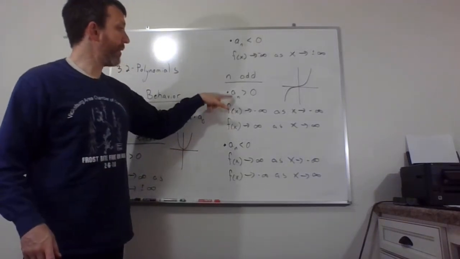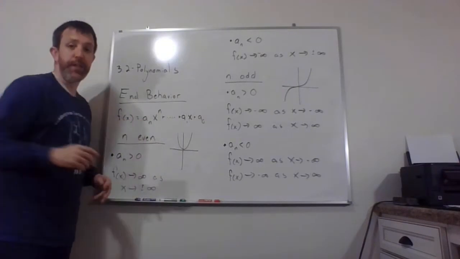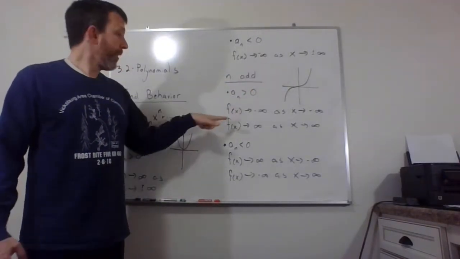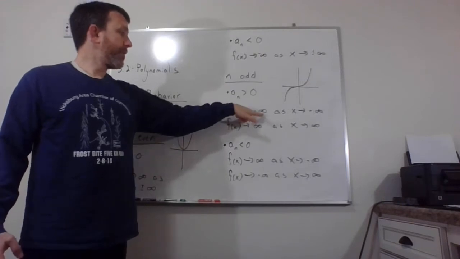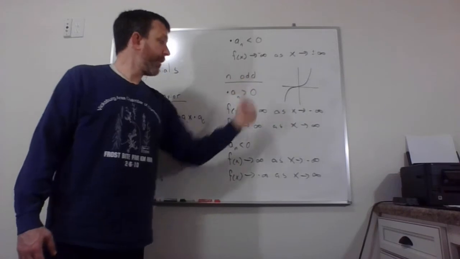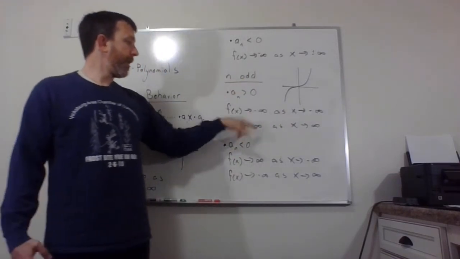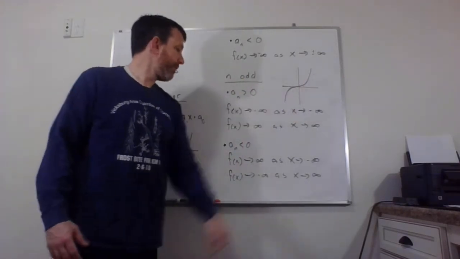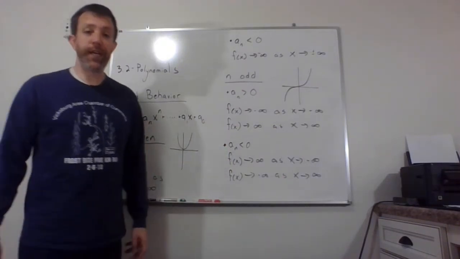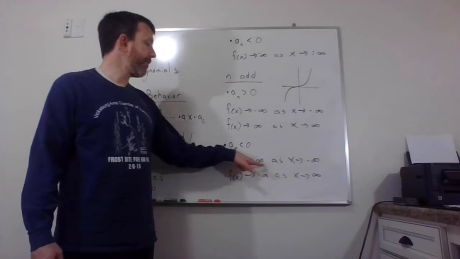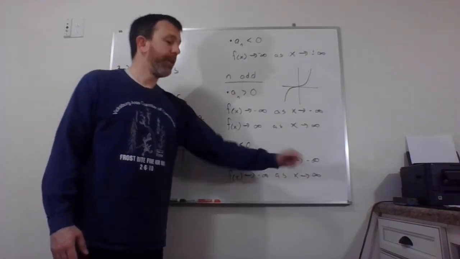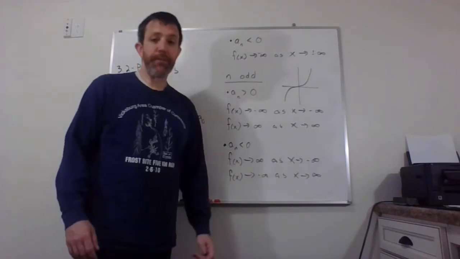So if a sub n is bigger than 0, if that leading coefficient is positive, it'll actually end up looking just like that on the ends. So we would say that f of x goes to negative infinity, the function goes down, in other words, as x goes to negative infinity, and we would say the function goes to positive infinity as x goes to positive infinity. And all that's reversed if you make the coefficient negative. Now it goes to positive infinity as x goes to negative infinity, and the function goes to negative infinity as x goes to positive infinity.